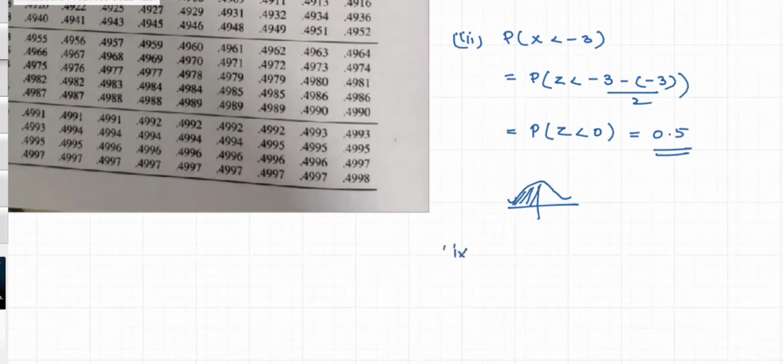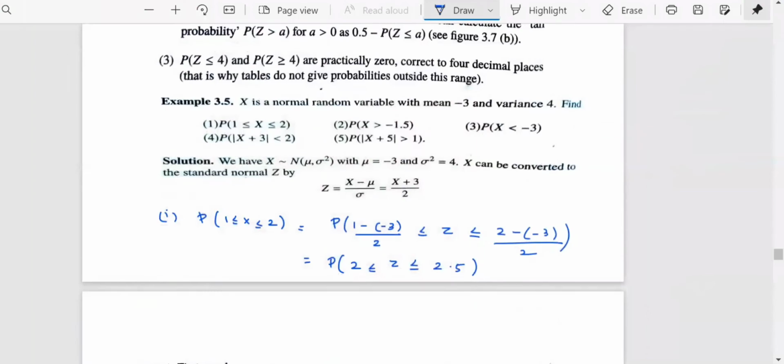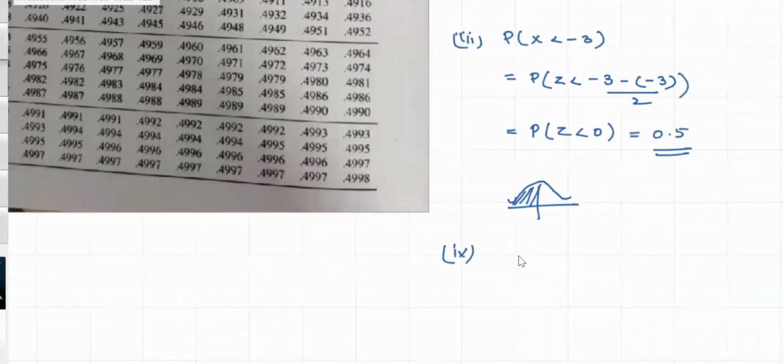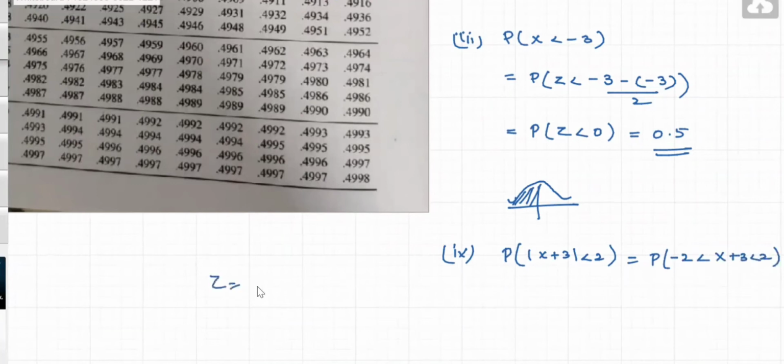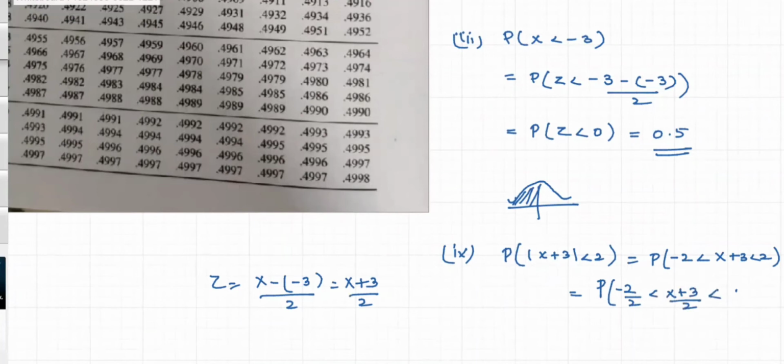Now let's move to the fourth part of the question, which is probability of mod of x plus 3 less than 2. Probability of mod of x plus 3 less than 2 is equal to probability that -2 less than x plus 3 less than 2. Now z is equal to (x - (-3))/2, that is (x + 3)/2. We have x plus 3 already, so just divide by 2. Probability of -2/2 less than (x + 3)/2 less than 2/2.